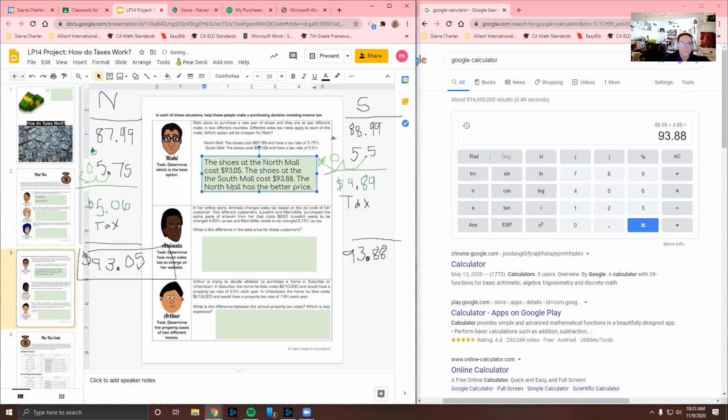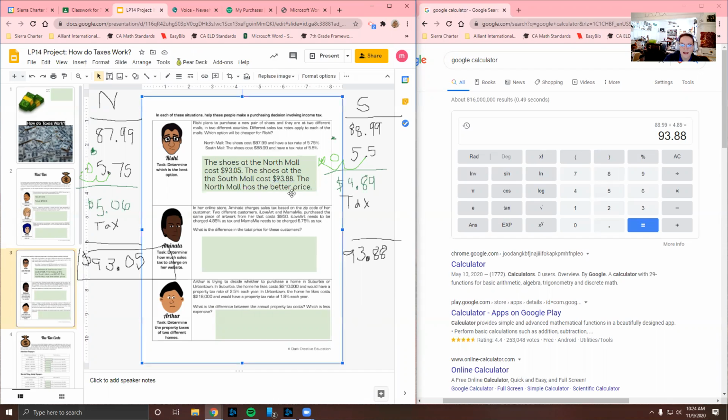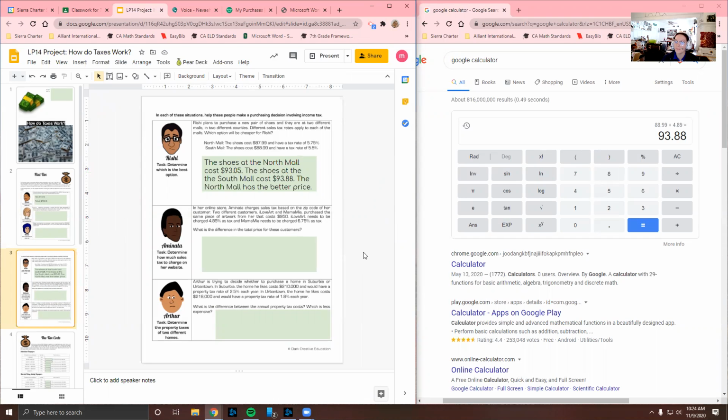Okay? I want good, complete sentences for your answers. Okay? That provide all the information. So that's how much those cost. That's how much those cost. It has the better price. Okay, so that is what you're going to be doing on page 1 and page 2. I will have an additional video out for you explaining the remaining pages on this project shortly.